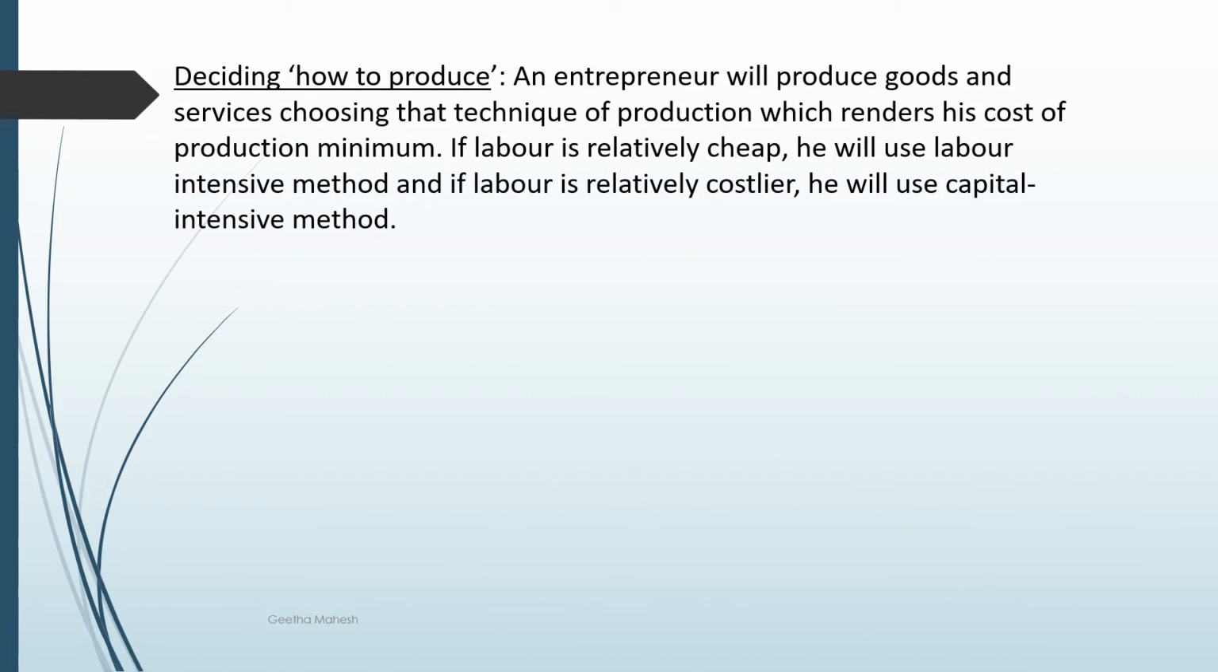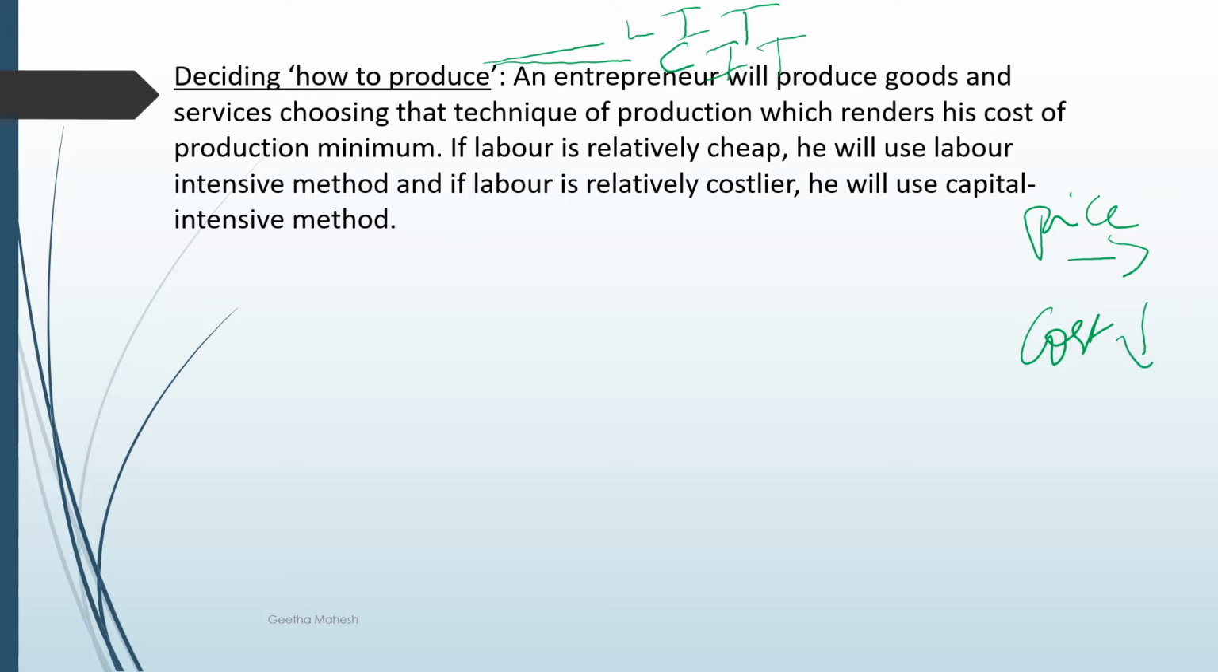Next one is deciding how to produce. See, I already told you there will be two types of technology. One is labor intensive technology and another one is capital intensive technology. If we keep price constant, you can earn profit by reducing the cost of production.